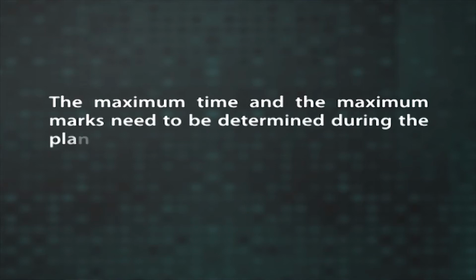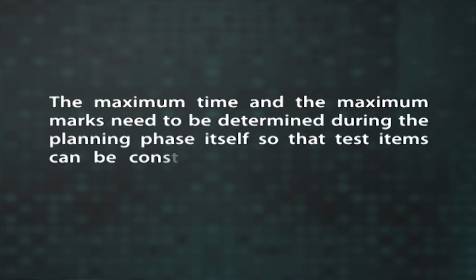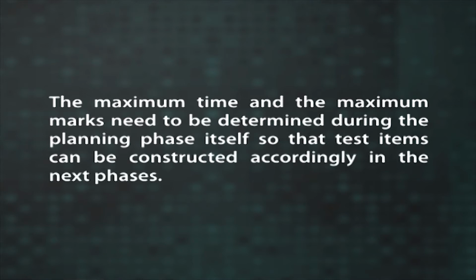The next step is to decide other important aspects of the test such as time and marks. The maximum time and the maximum marks need to be determined during the planning phase itself, so that test items can be constructed accordingly in the next phases. Decisions regarding time and marks should be based on the nature and scope of the units or subject involved in the testing. An achievement test for a unit which has only a few important points may be conducted in a shorter time compared to a test which covers a vast unit. Thus, in the planning phase, teachers should decide the broad scope of the test.